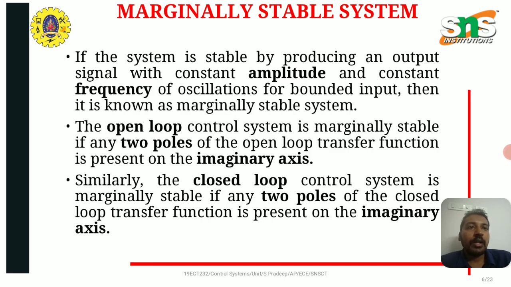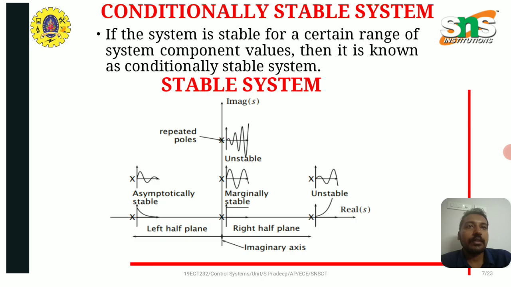The open loop control system is marginally stable if any two poles of the open loop transfer function are present on the imaginary axis. Similarly, the closed loop control system is marginally stable if any two poles of the closed loop transfer function are present on the imaginary axis. If the system is stable for a certain range of system component values, then it is known as conditionally stable system. The graph shows the marginally stable system, unstable and asymptotically stable.